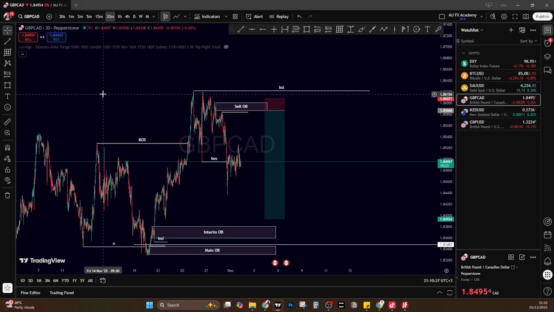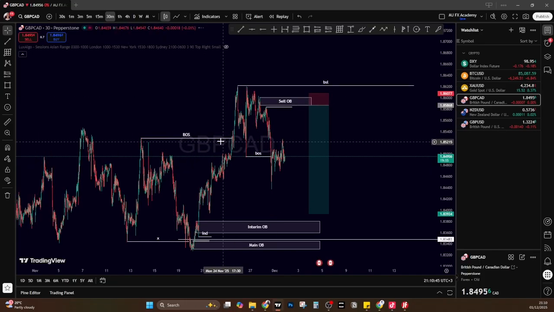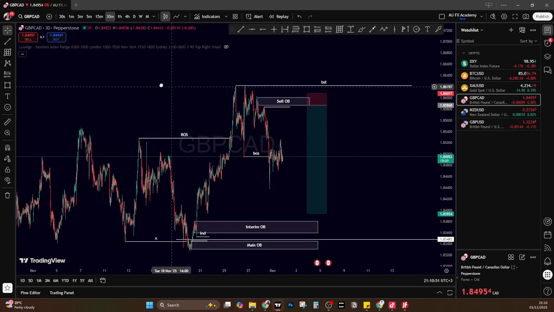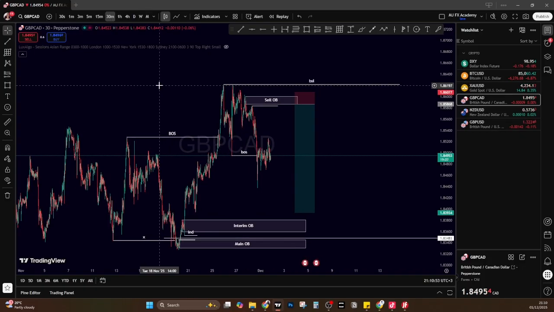So at the back of your mind, remember that we are looking at taking out this high, because the market has already shown us that we are in an uptrend. You can see there's a BOS here. We are in an uptrend. So that is the overall bias. The overall bias is that we are supposed to take out this liquidity.